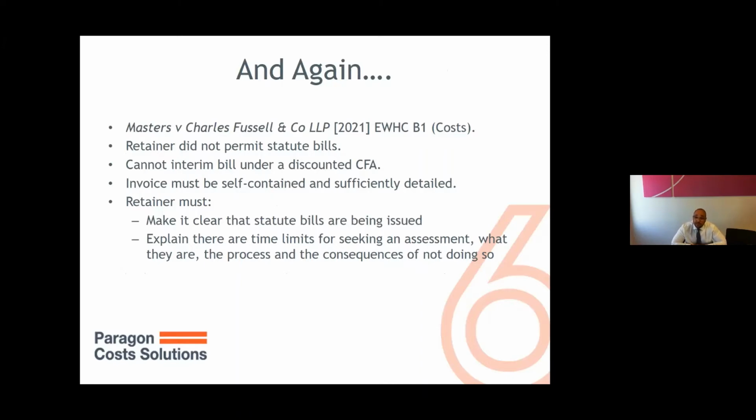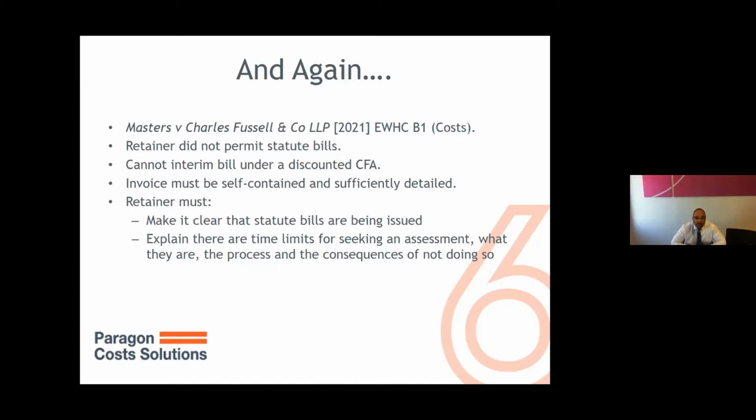He went a step further than Master Gordon Saker. He said that you should explain there are time limits for seeking assessment, what they are, the process, and the consequences of not doing so, all within the client care letter. Now, many of your invoices might say you've got a right to an assessment under the Solicitors Act, but very few client care letters or bills go on to say how you seek an assessment, the process, and the consequence, i.e. if you pay this bill and more than 12 months passes, you won't have a right to seek that assessment. So this is worrying.